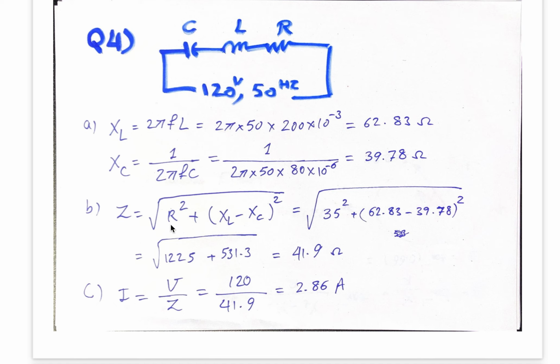Okay, so we use this formulation, and the rest is just replacing the parameters with the numbers. 35 ohm for the resistor was given in the question, and XL, XC are what you got in section A. Section C, current. What is the total current in this circuit? I equals V divided by Z. So V is 120 volt, and Z is what you got in section B, 41.9.